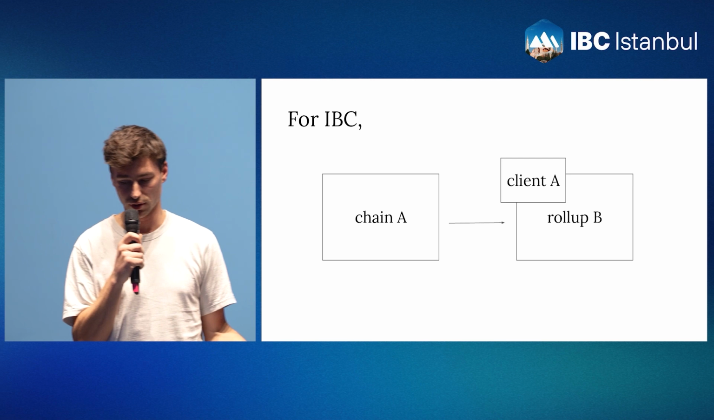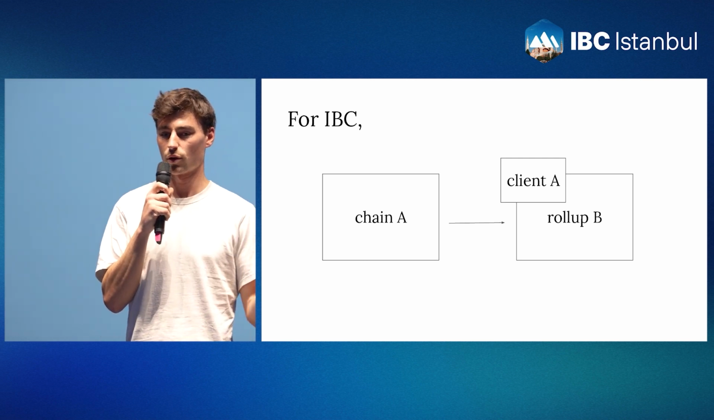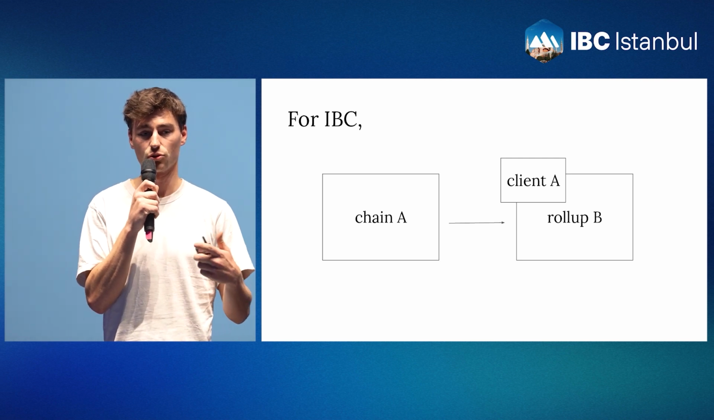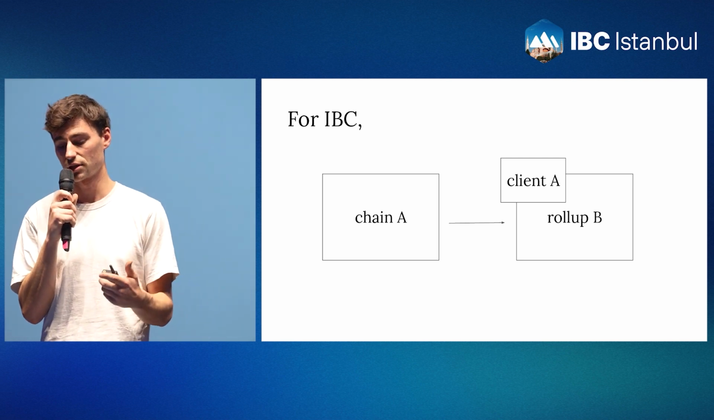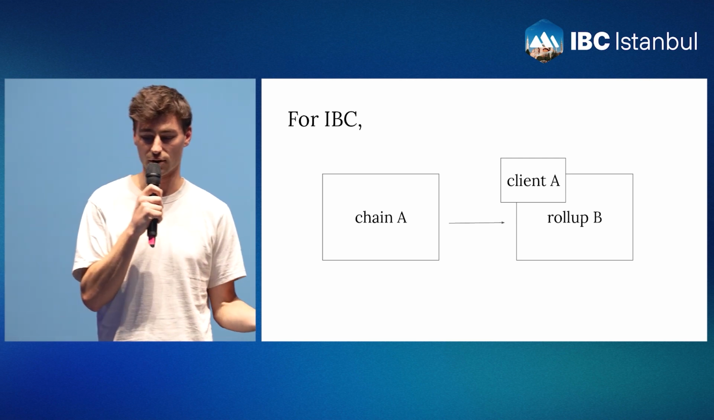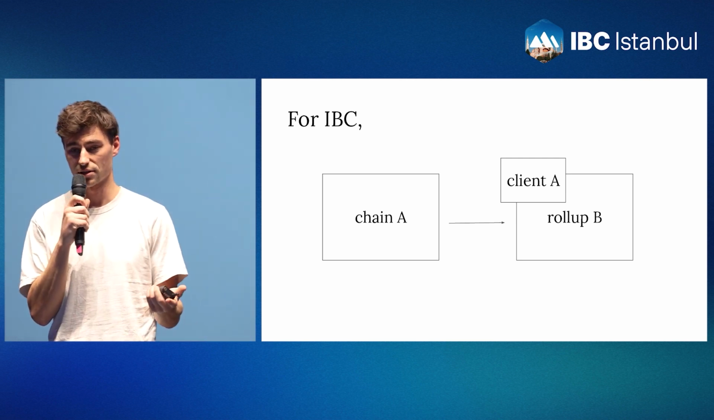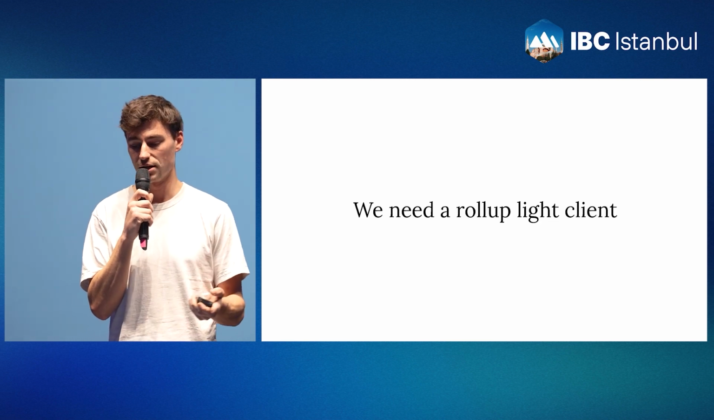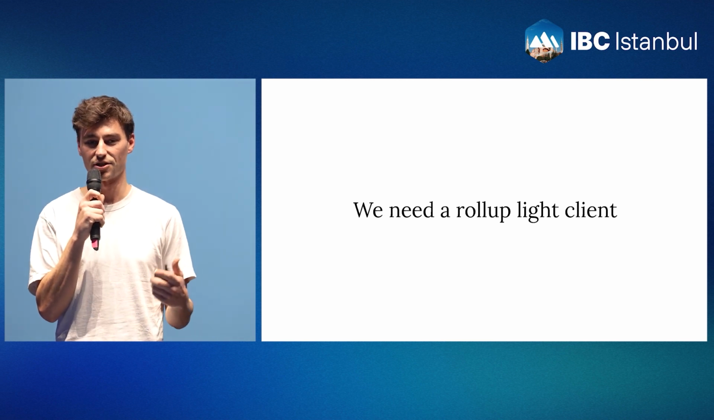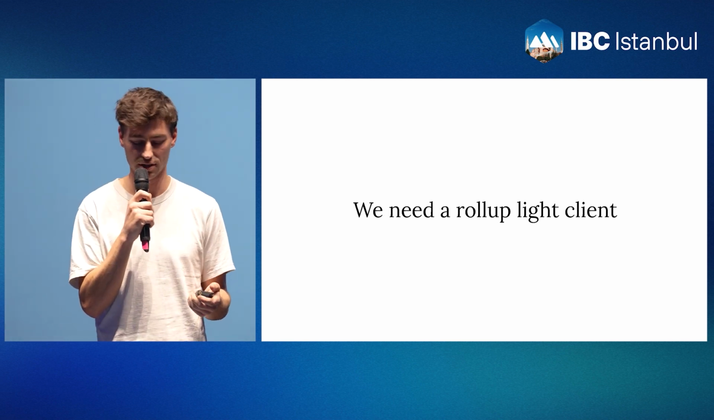Okay, so what happens if it's a rollup? Well, you still have one-way bridging because rollup B can have client A's state. It can still use the Tendermint-like client. It can still verify those signatures and realize what chain A's state is. The problem is you don't have it the other way around. So I guess the obvious answer I'm pointing to here is that chain A needs to have a rollup-like client. Now that's very easy to say, but there's actually a lot of complexity in trying to achieve this.